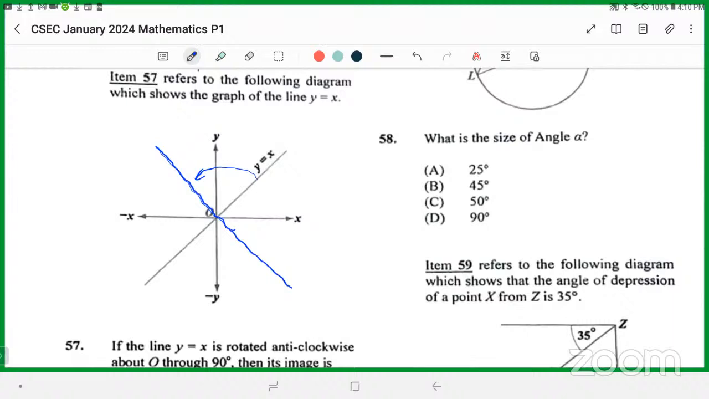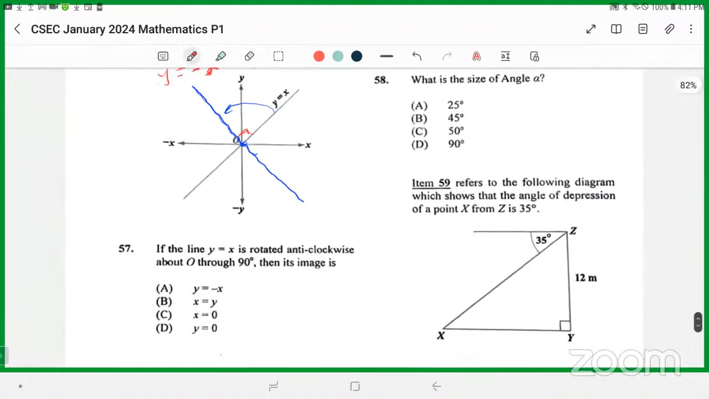Remember, we're rotating about the origin, and the angle that we're rotating through is 90 degrees. Well, this line is actually the line y equals minus x, because it has points where the x and the y values are the same but with opposite signs. For example, minus 5, 5, or you can say 5, minus 5. All right, so that is y equals minus x. That is the answer, the first one right here.